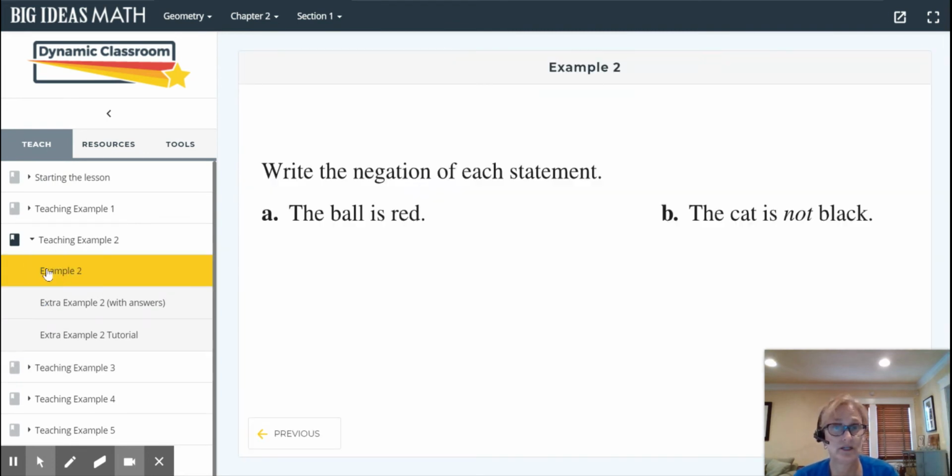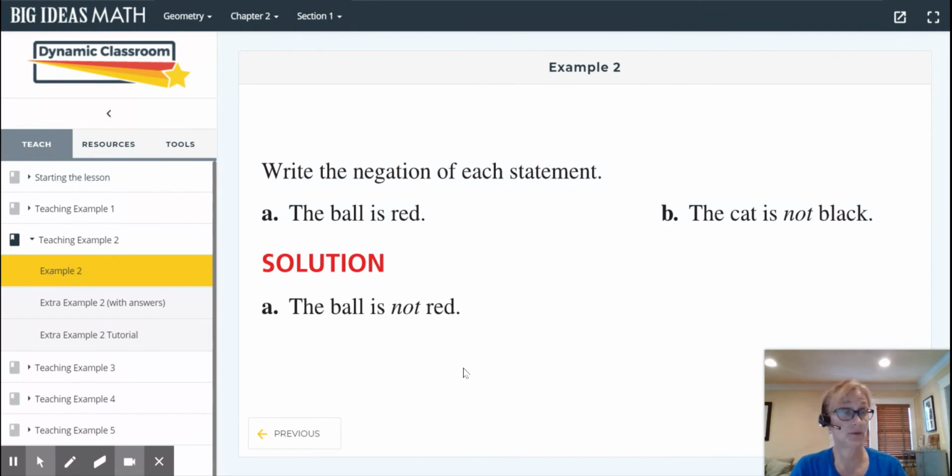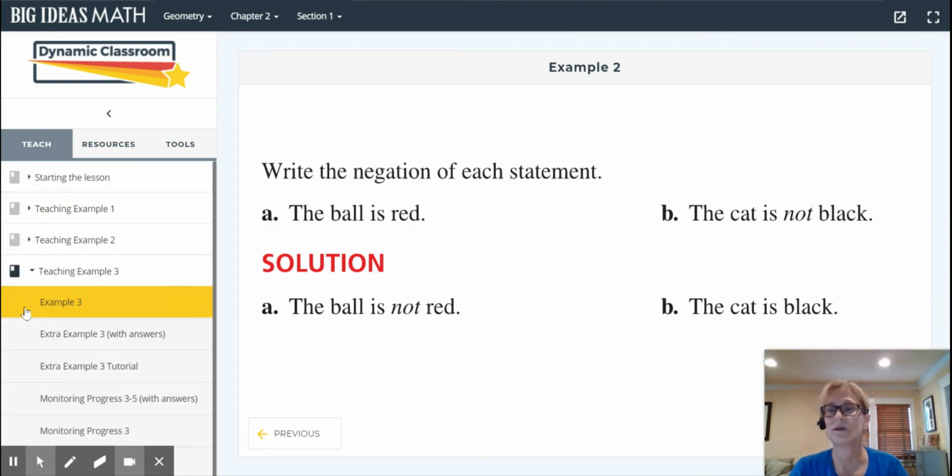Here's another example. Write the negation of each statement. The ball is red. So hopefully you recognize the opposite will be the ball is not red. Just write it out. Okay, so the cat is not black. So instead of saying not black, you would just say the cat is black. Third example.